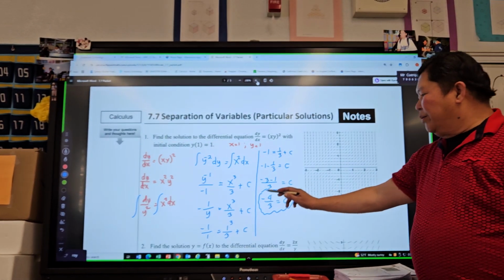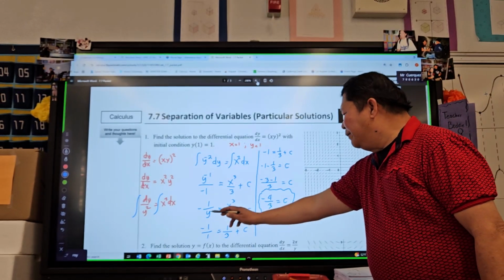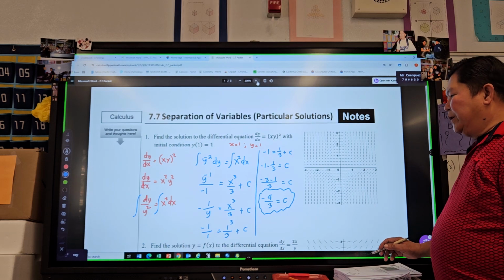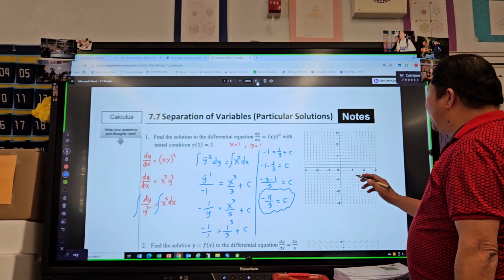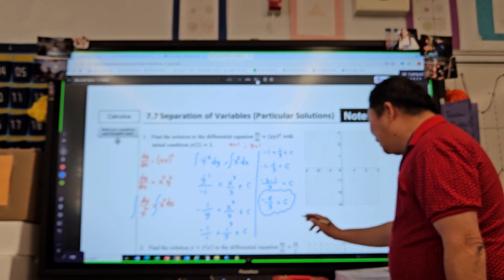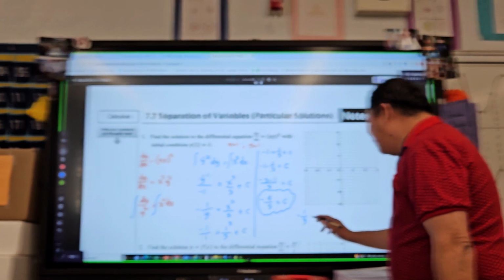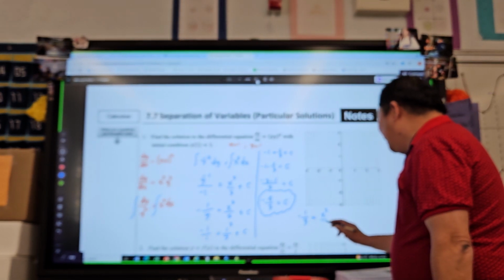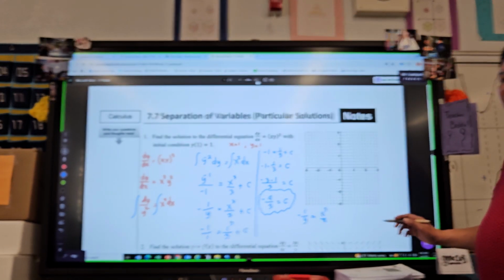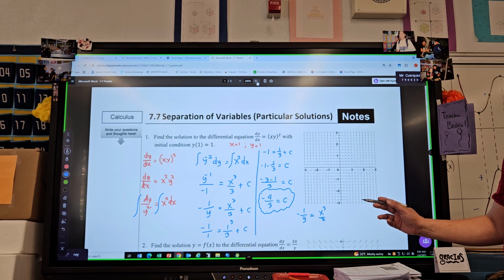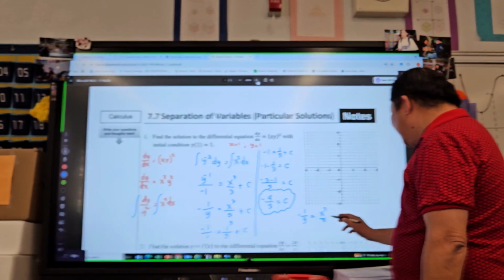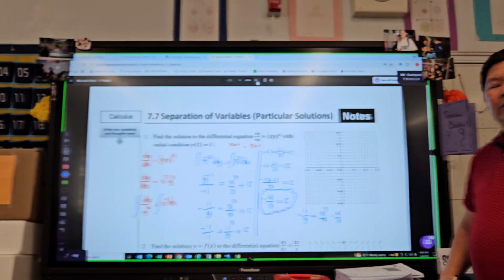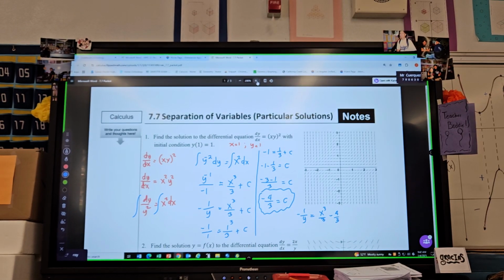Remember, we have to do it here. So what we do now, I'll just copy down negative 1 over y equals x cubed over 3, and then minus, what's the value of c? Negative 4/3. So minus 4/3. But we are not done yet. So what to do?